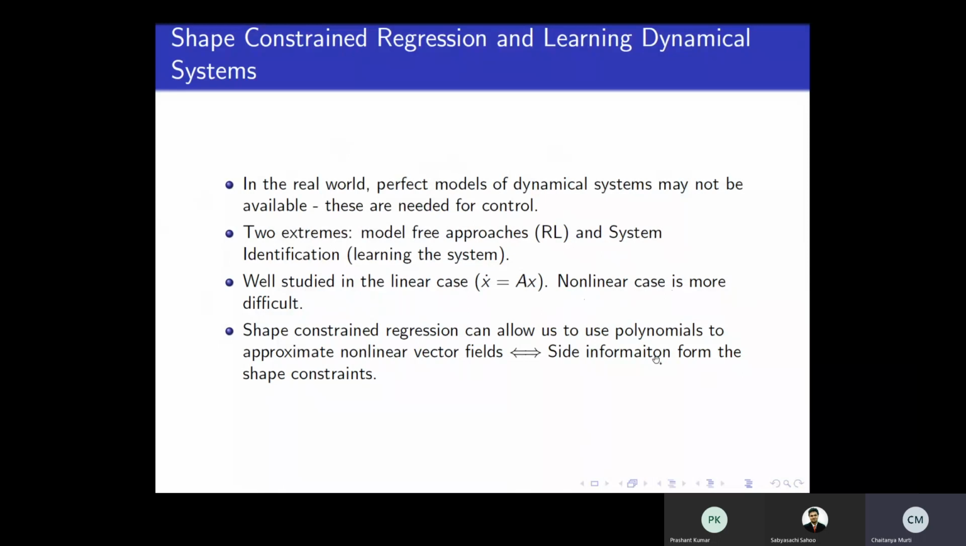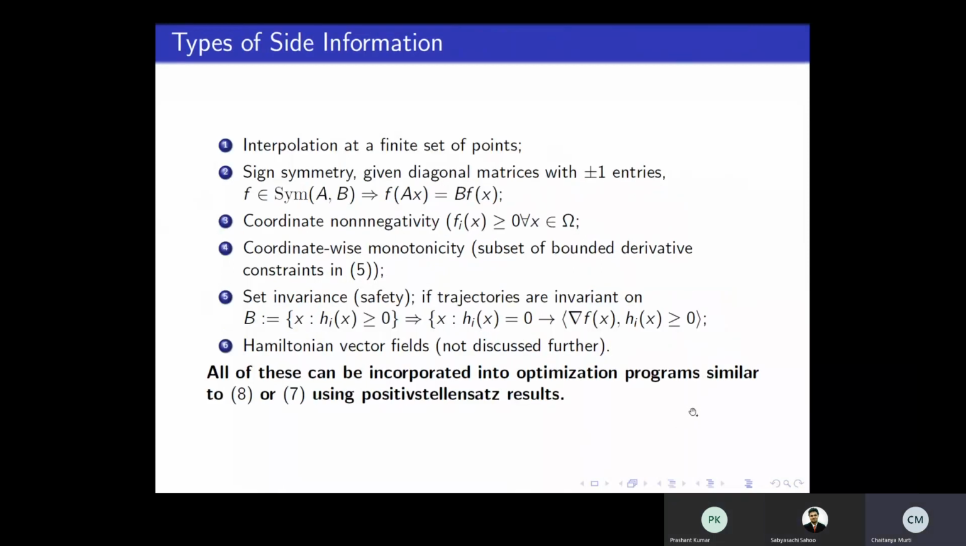This is where we take side information, what the paper calls side information, and what those really are is exactly shape constraints. So these two things are kind of equivalent. The paper discusses 6 kinds of side information. First is interpolation at a finite set of points. That's like saying f of 0 is equal to 0, f of 1 is equal to 10, f of (0, 0) is equal to (0, 0), f of (10, 1) is equal to (1, 20), or whatever it is.